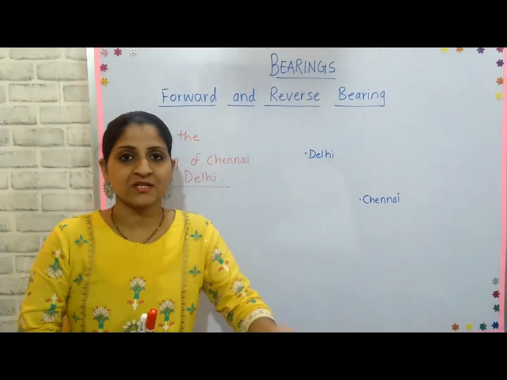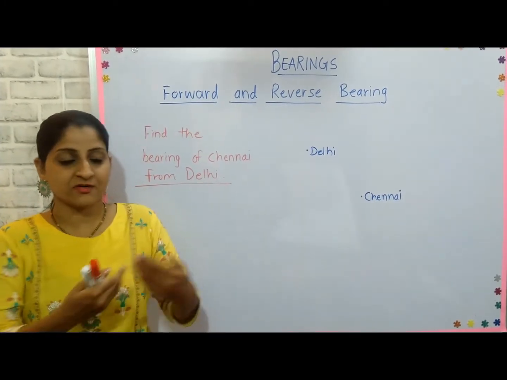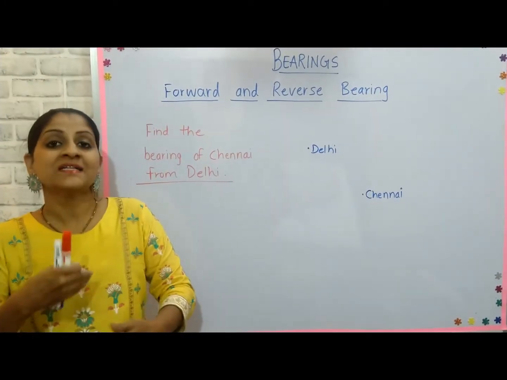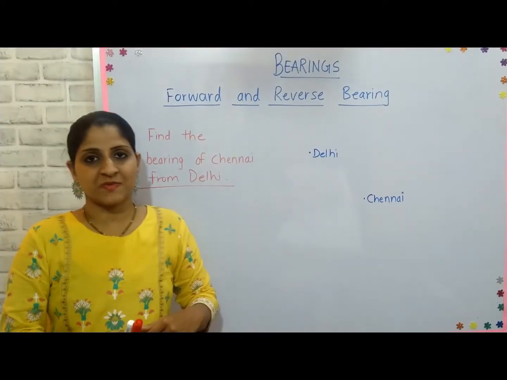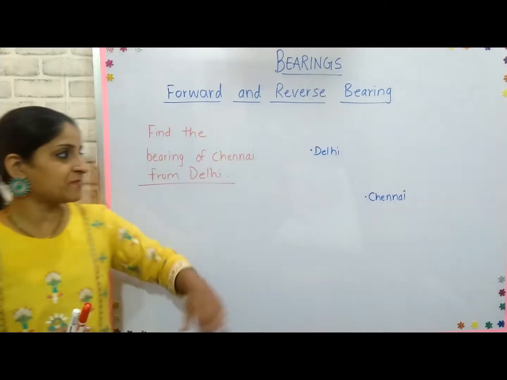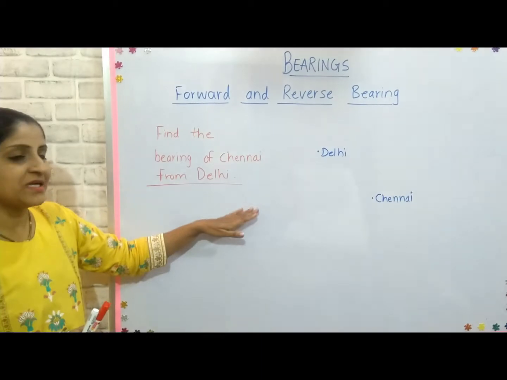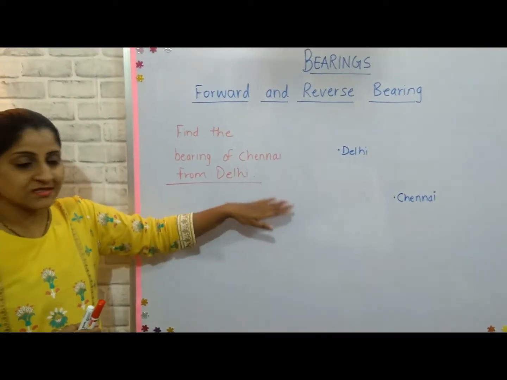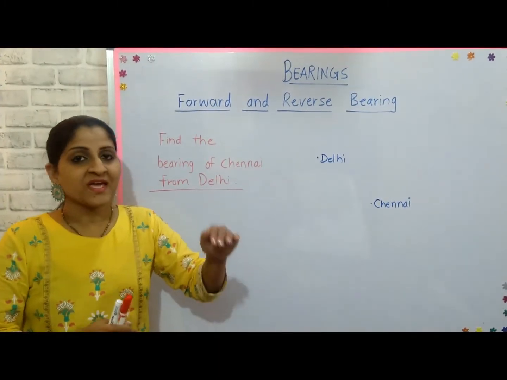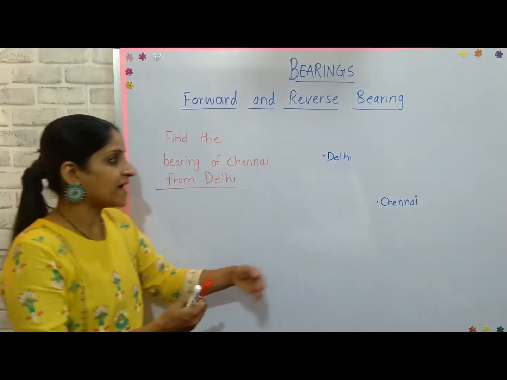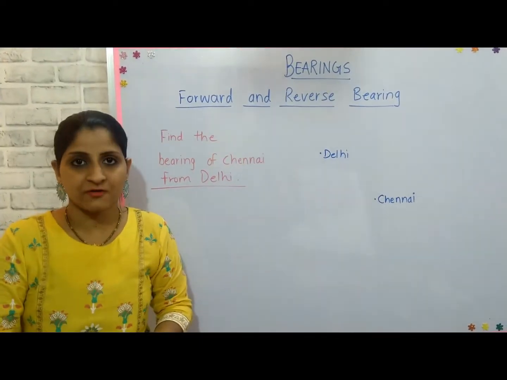But after measuring the bearing of a particular place, what if we want to return back? Our journey is now to come back. In that case, the bearing that we measured is called the reverse bearing. I have already written an example question over here: find the bearing of Chennai from Delhi. This is a simple bearing question. This particular example of a bearing is the forward bearing. And then when we come back to Delhi from Chennai, that will be our reverse bearing.